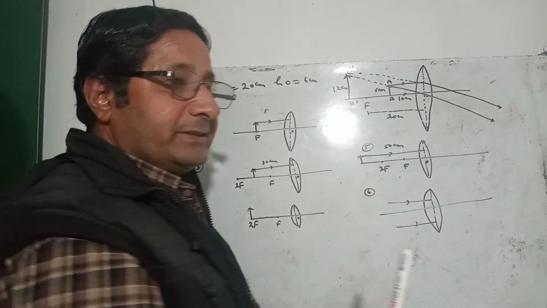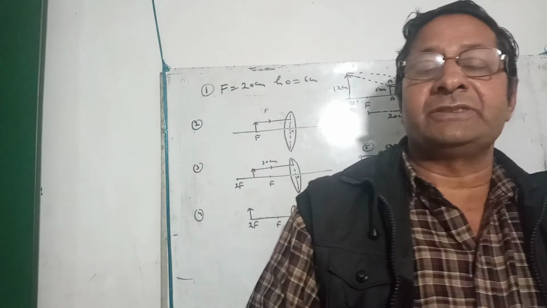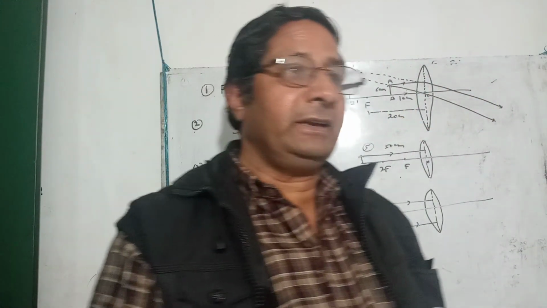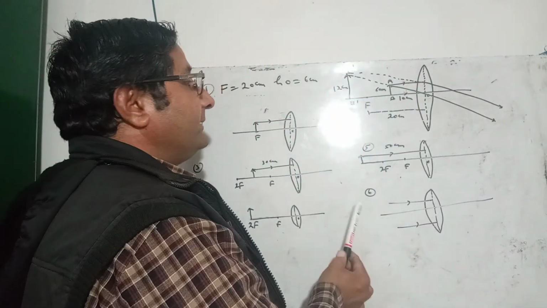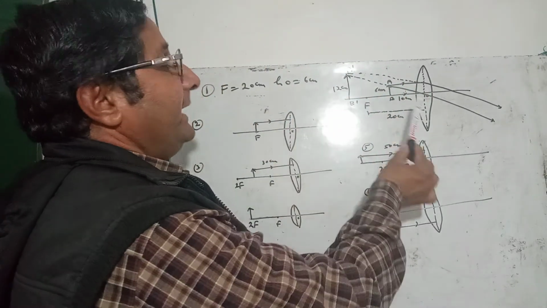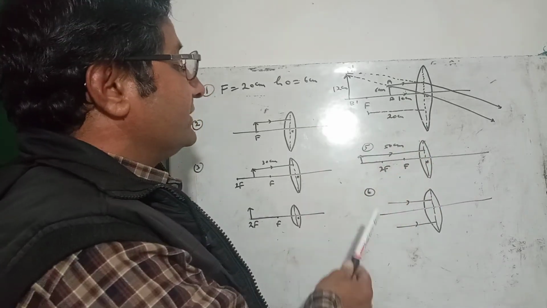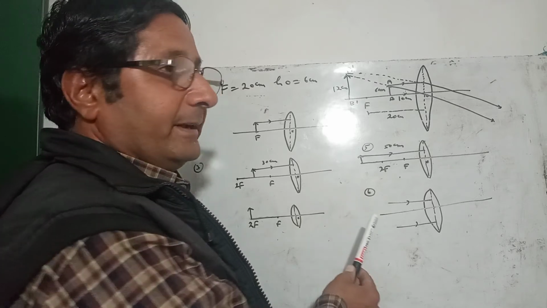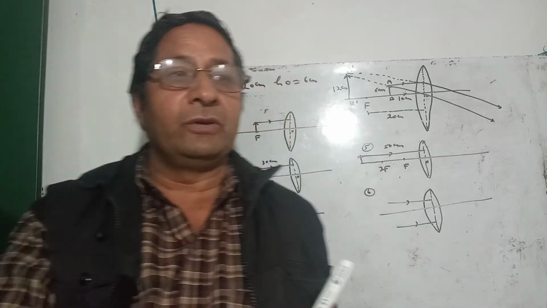In all these cases the height of the object is 6 centimeter and the focal length is 20 centimeter. To find the height of the image, nature of the image and position of the image in each case, also complete the ray diagram of the convex lens.